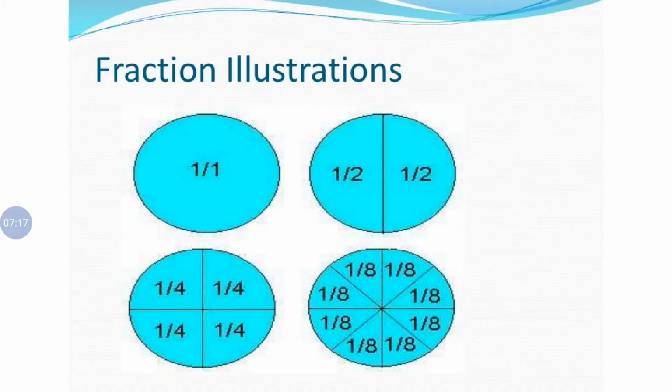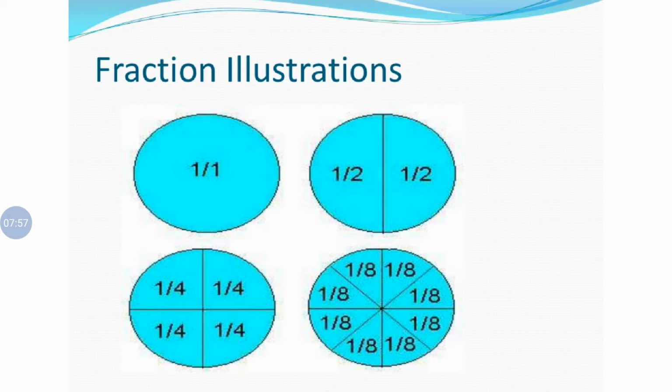Fraction illustrations. The first circle is a whole fraction. Whole fraction means the whole is shaded, so the part of the whole shaded is 1 by 1. Another circle, the second circle, is half of the circle, a semicircle, a half shaded region, 1 by 2. So 1 by 2 means one part out of two equal parts.